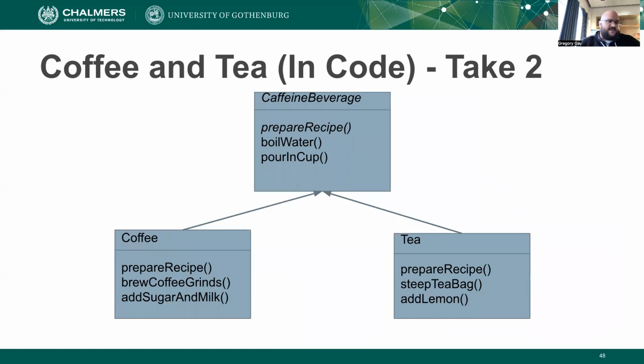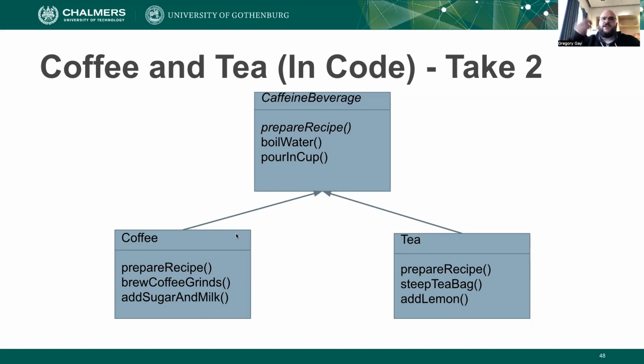So our first redesign might look a little bit like this. Boil water and pour in cup are common, so they're in this base caffeinated beverage class. And we're going to declare an abstract method called prepare recipe that each child is going to concretely implement, in addition to any new behaviors unique to those children, like brew coffee grinds versus steeping the tea bag. All right, so, this is a little better. But we might be overlooking some other commonality here.